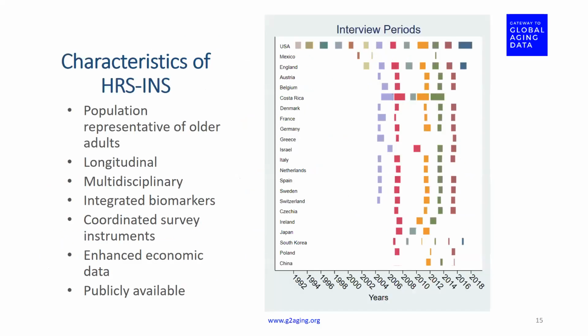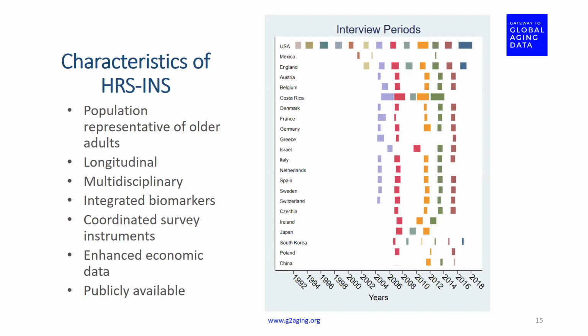What sets the International HRS Network of Studies apart from many other surveys is that they are built to be representative of the country's population of older adults. They are longitudinal, meaning they follow the same people over time, and they are multidisciplinary. While many surveys will focus on a single content area like economics or health, these surveys cover not only health and economics, but also family dynamics, psychosocial measures, and so much more, including the integration of biomarkers through physical measurements and DNA collection. These studies have also worked to coordinate their survey instruments and to enhance the quality of their economic data.